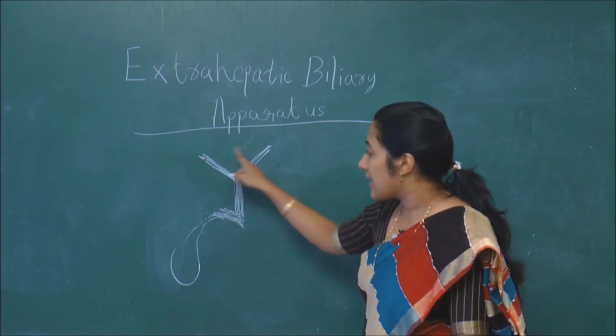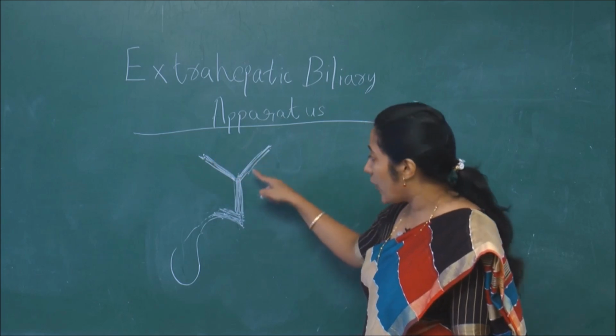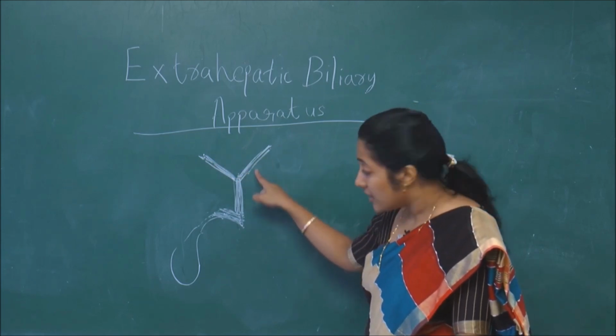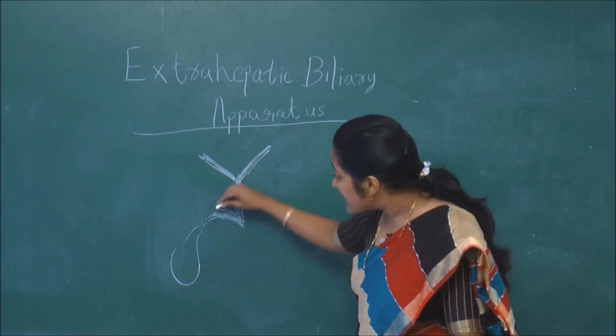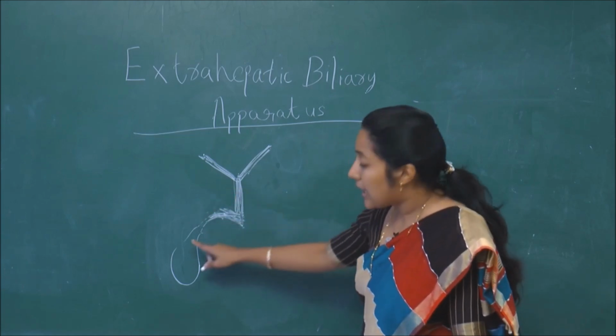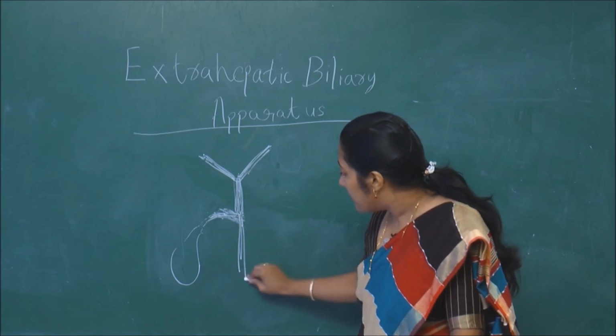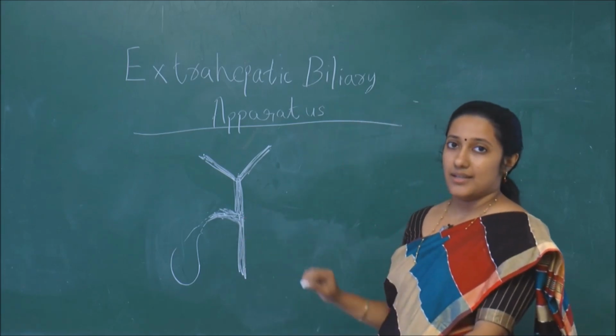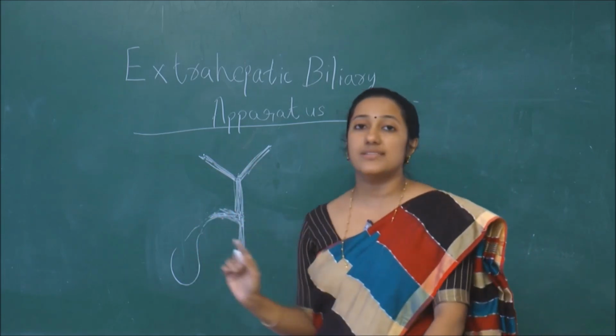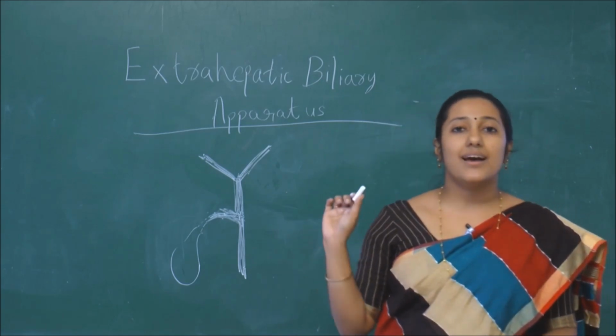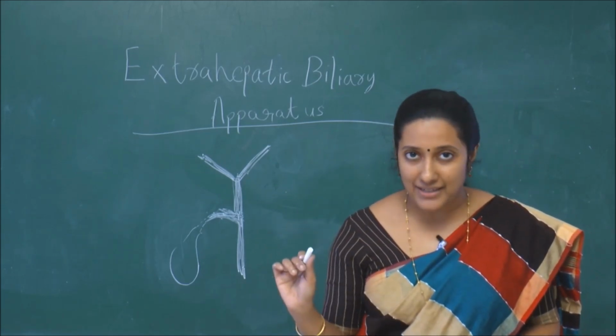We have right and left hepatic duct joined together to form the common hepatic duct. The common hepatic duct joins with the cystic duct coming from the gallbladder together to form the bile duct. So these are the major structures involved in the extrahepatic biliary apparatus.